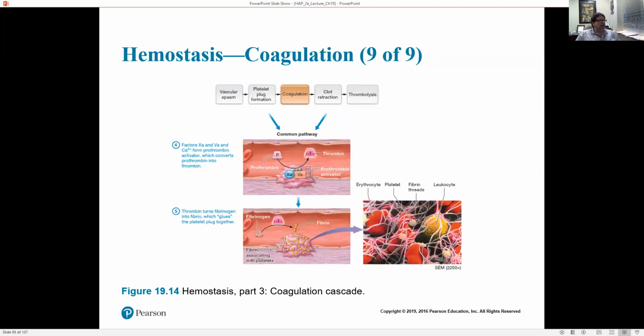And then the common pathway, look at this: factor 10A and 5A, and calcium form prothrombin activator, which converts prothrombin into thrombin. Thrombin turns fibrinogen into fibrin, which glues the platelet plug together. And there's a nice picture there of coagulated blood with all the fibrin threads holding the red blood cells and white blood cells all together. And that is coagulated blood.